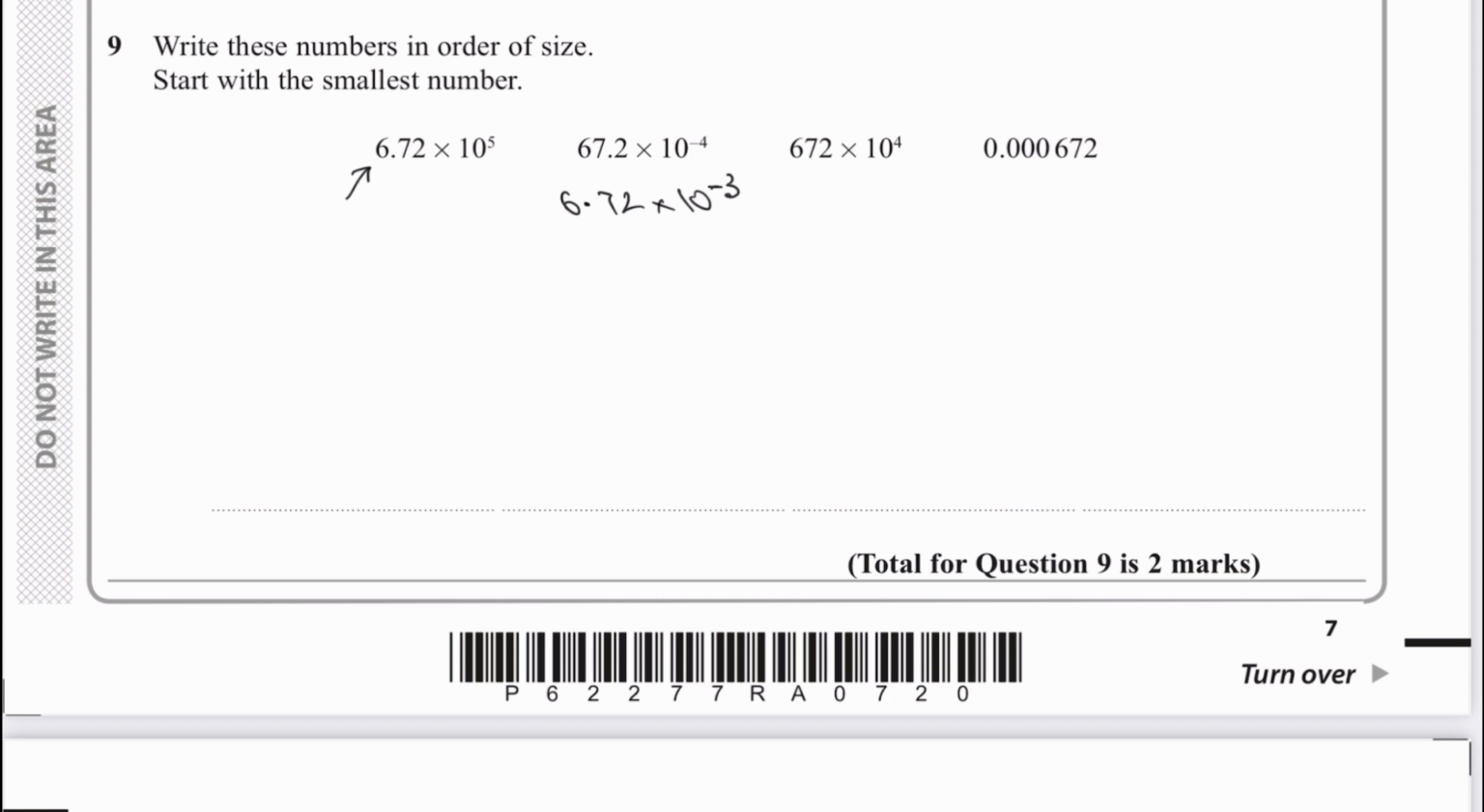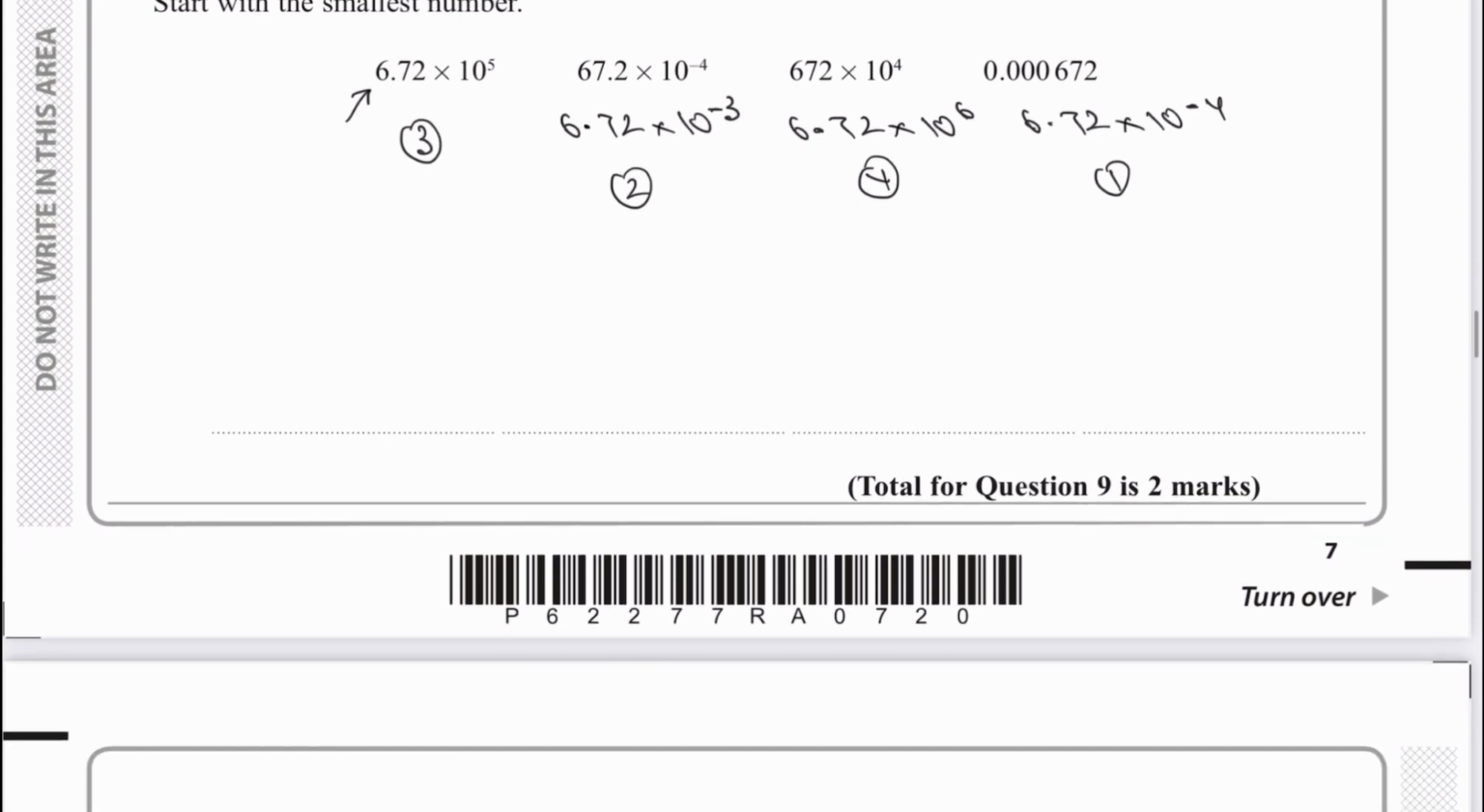It's moving back again. Okay, so the next one is going to be 6.72 multiplied by, in this case now, 10 to the power of 6. Okay, and then finally I've got 6.72 times 10 to the power of minus 4. So looking at all of these then, I can say, well actually that must be the smallest. The second biggest would be the one over here in the second place, and then the third would be this one, and then the fourth would be this one. Okay, now remember with these they do anticipate that you'll write them back in their original format rather than in the converted format that you've just done.